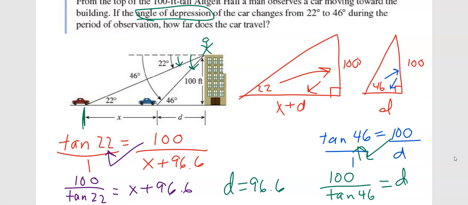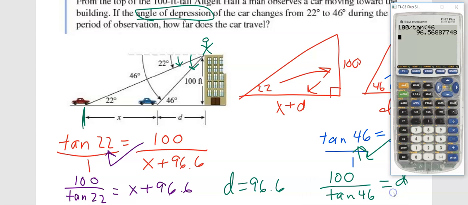And so now we can come over to our handy dandy calculator and start typing this out. 100 divided by tan 22. Find that number. What did I do wrong? Oh, I multiplied. I'm like, that does not seem right. 100 divided by tan 22.